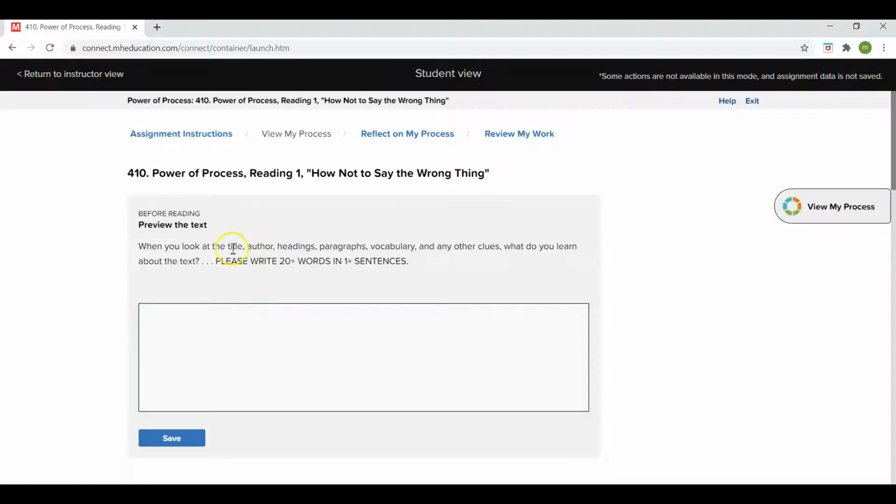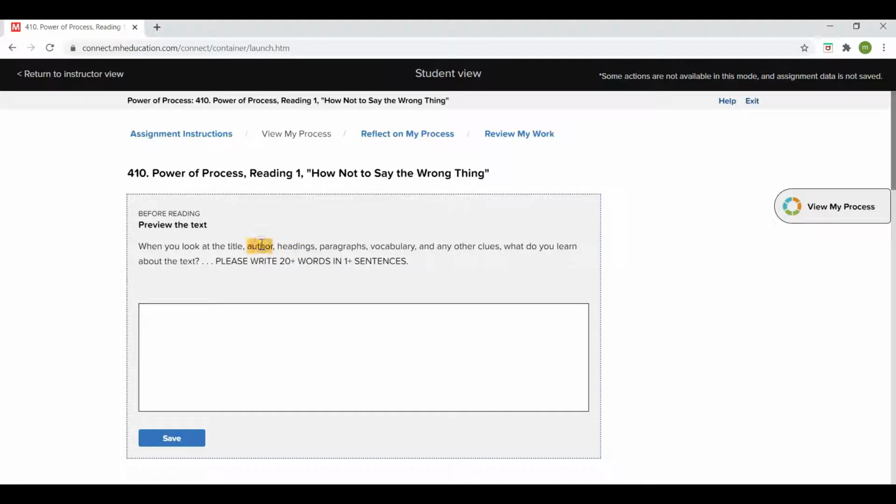Now, I will tell you also that I think this reading has a title, but I don't think it has headings. Some articles have subheadings, like little mini titles thrown in. You're not going to find that here. If you don't find it, then you're not going to react to that.